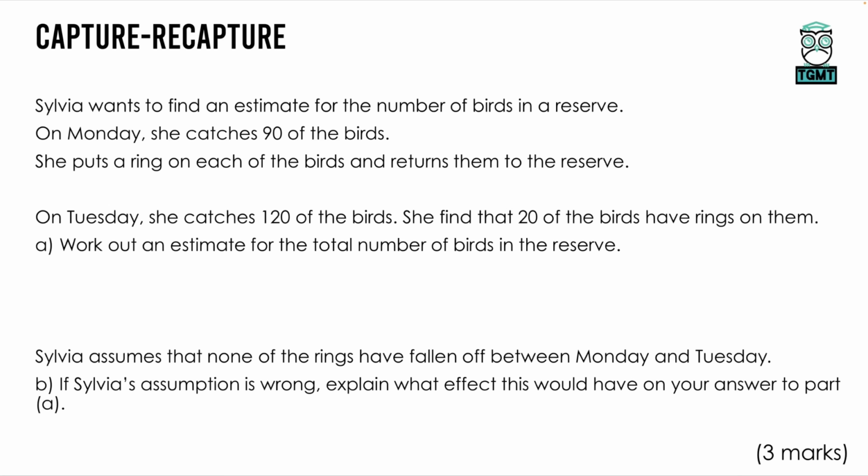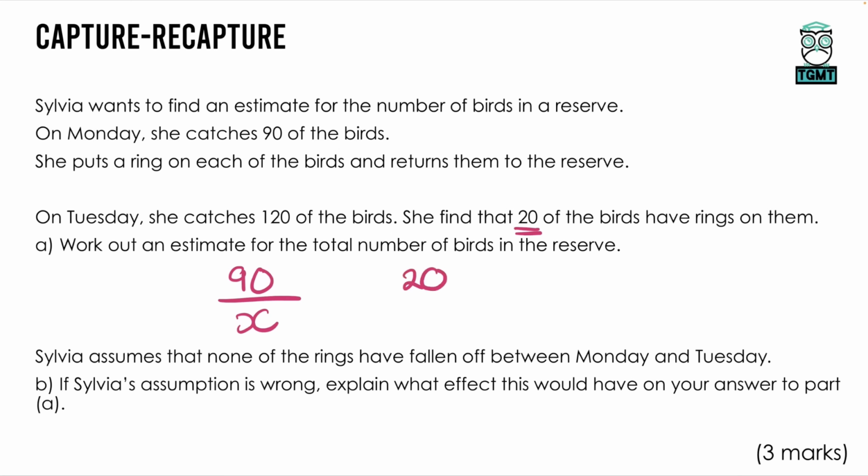Now this is all just about writing down the proportion as a fraction for each of these captures. So on Monday, she catches 90 of the birds and puts a ring on them. Now that is 90 out of the total population, which is of course what we're looking for, and we don't know that answer, so that's 90 out of something. The second time she does the capture, and we have the rings on the birds, there are 20 birds that have the rings on them.